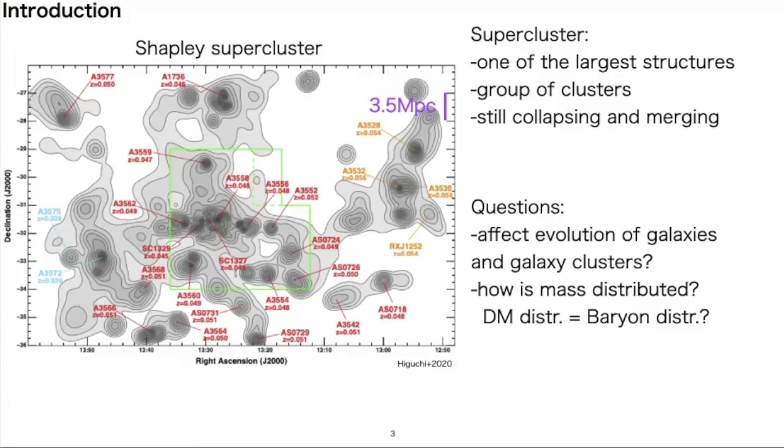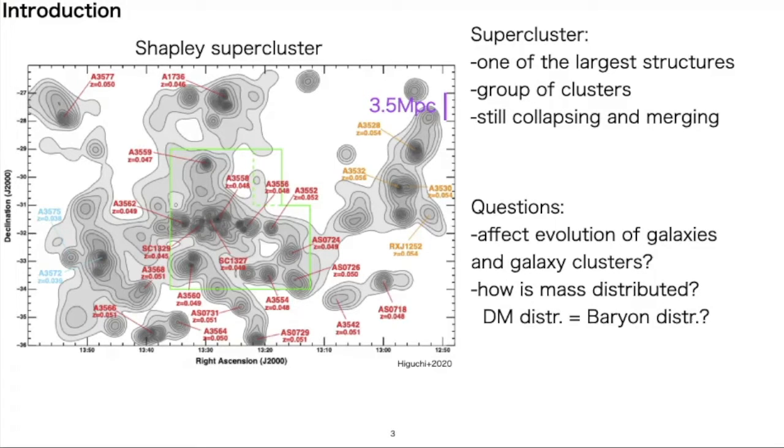We call the supercluster a system constituted from a group of clusters, and this system is still collapsing and merging. It means the supercluster is still growing. So we want to know how the supercluster affects the evolution of the galaxies and the galaxy clusters, and we want to know how mass is distributed.